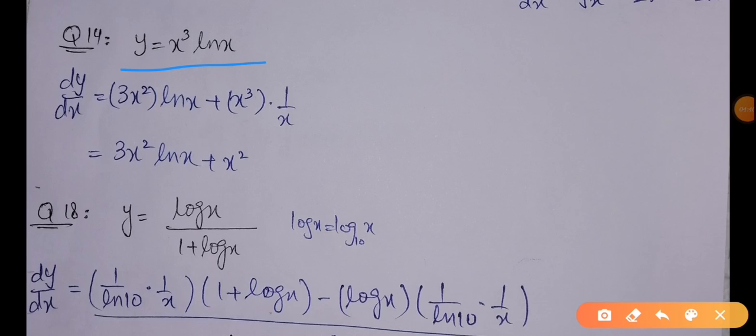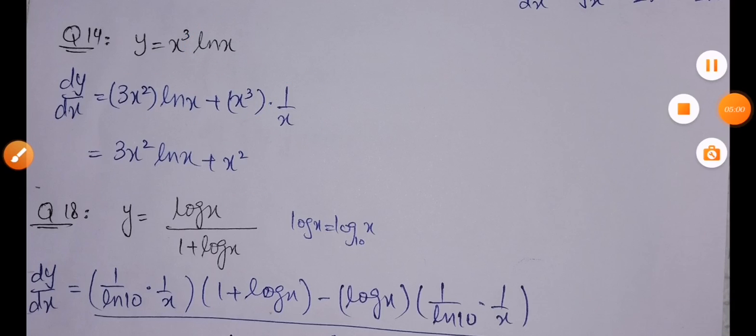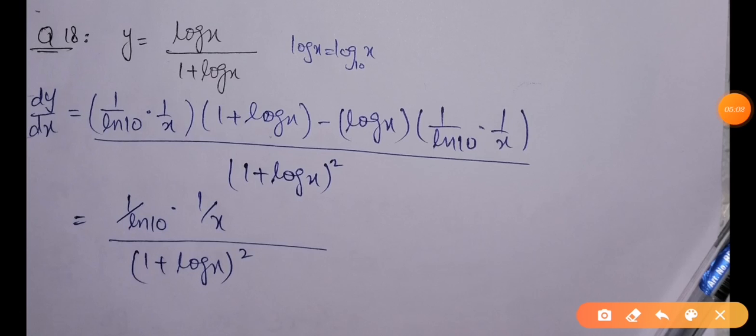Clearly it is the product of two functions, so when we are going to find the derivative, we have to use the product rule. Derivative of x cube is 3x square, ln of x as it is, plus x cube as it is, derivative of ln of x is going to be 1 over x. So here is the final result. Next we have question number 18. y is equal to log of x over 1 plus log of x.